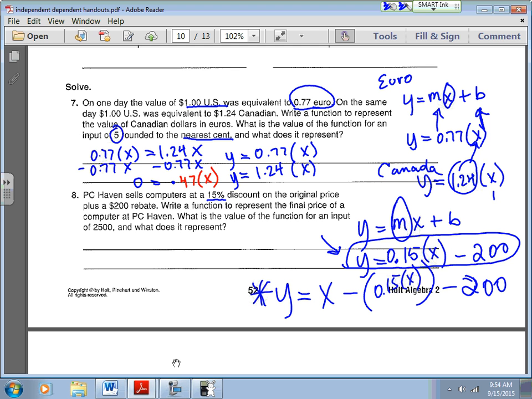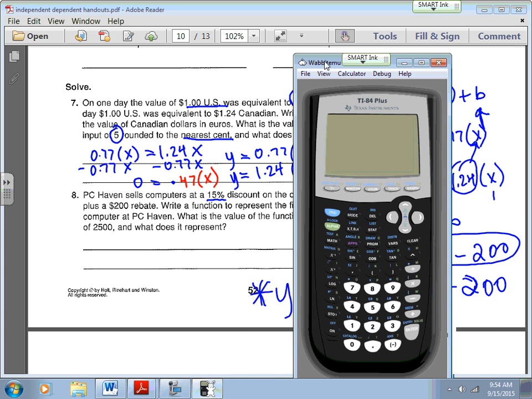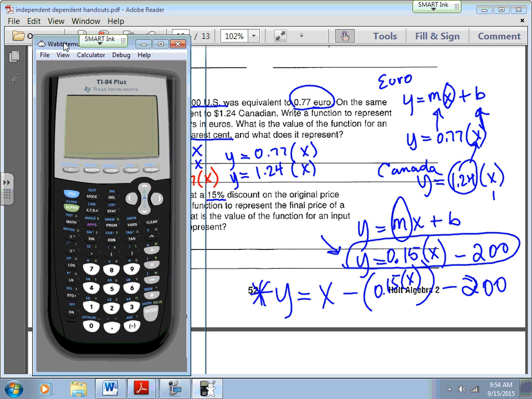The X in the second one would equal 2,500. You put 2,500 in for X for both of them. So go ahead and put that in your calculator. I'll show you on mine over here. I'm going to use the star one, the one that Garrett gave us.